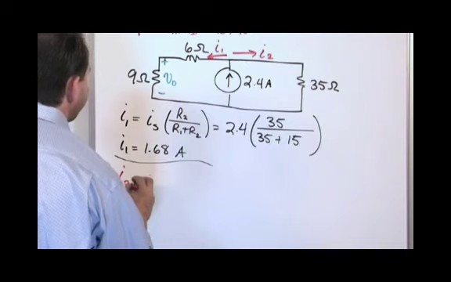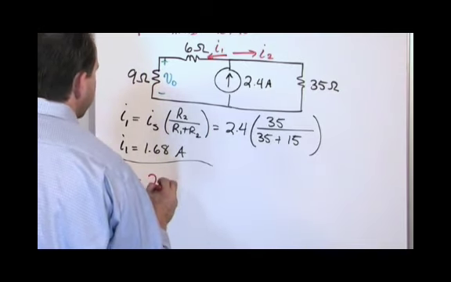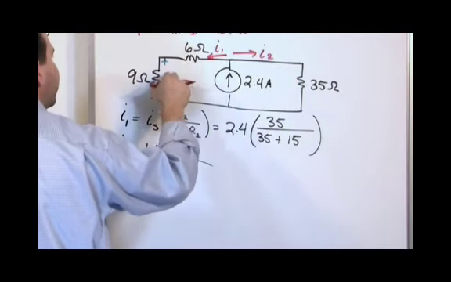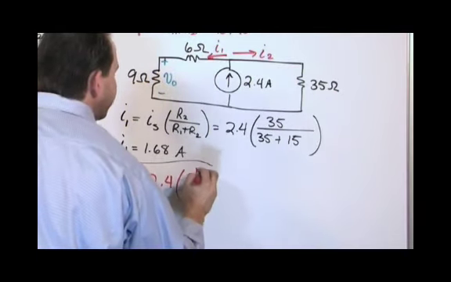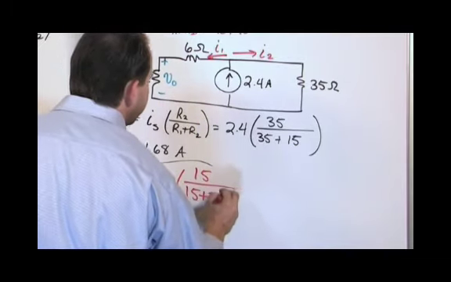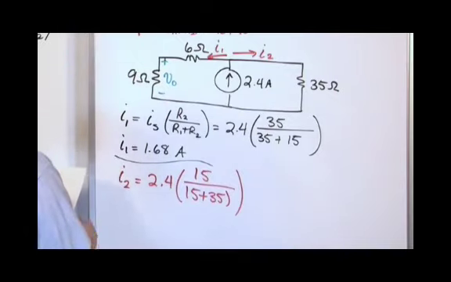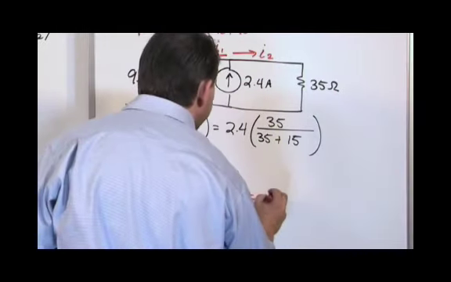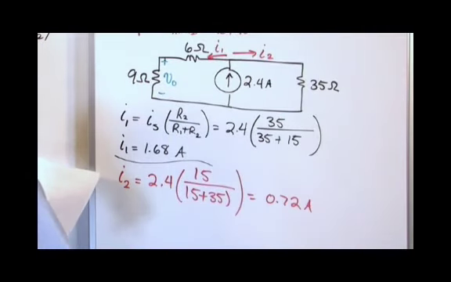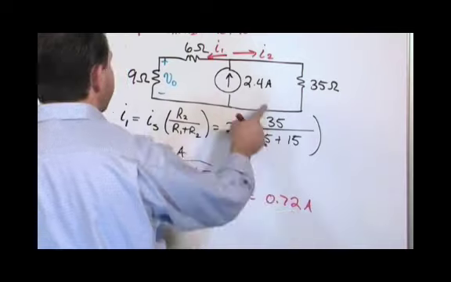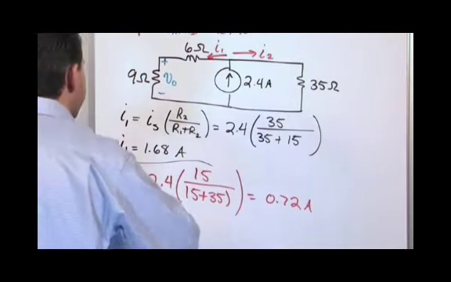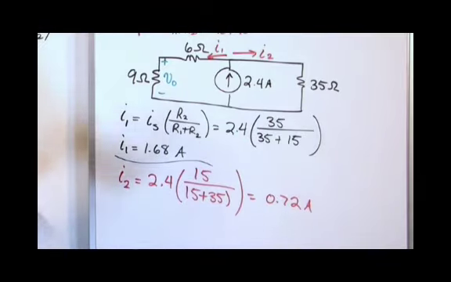But just for giggles and to get some practice, let's calculate I sub 2. It's going to be the source current, 2.4, times the resistance of the other leg. Here we have 9 and 6. We know that's 15, so we'll put 15 there, divided by the sum, 15 plus 35, right? And when we do that, we get 0.72 amps for this guy. And if you notice, 1.68 plus 0.72 sums up to 2.4 exactly, which it has to, right?